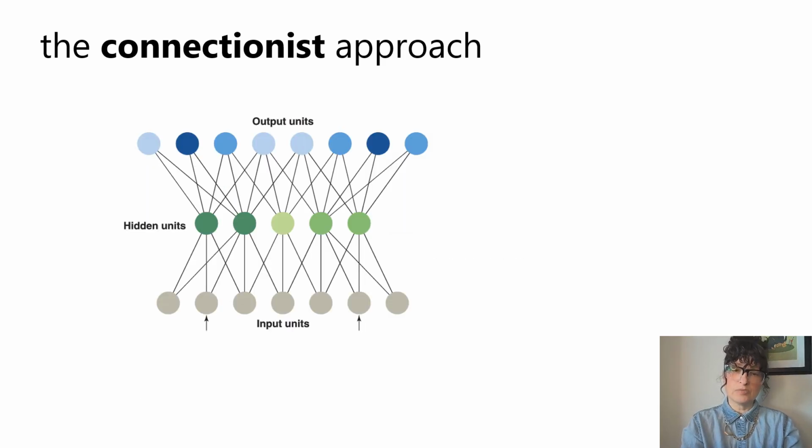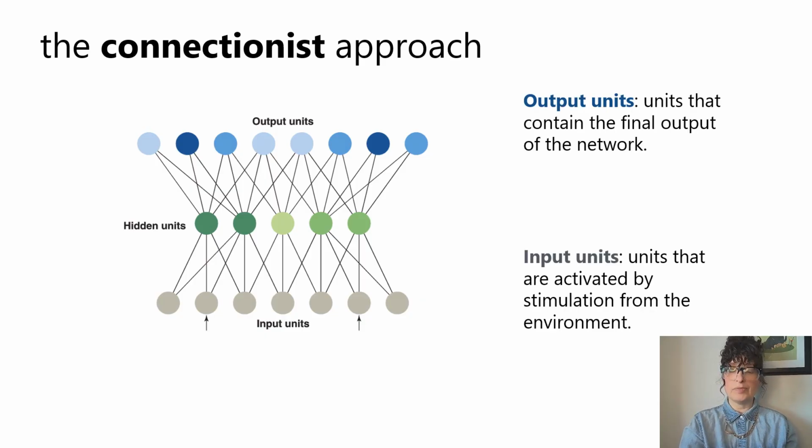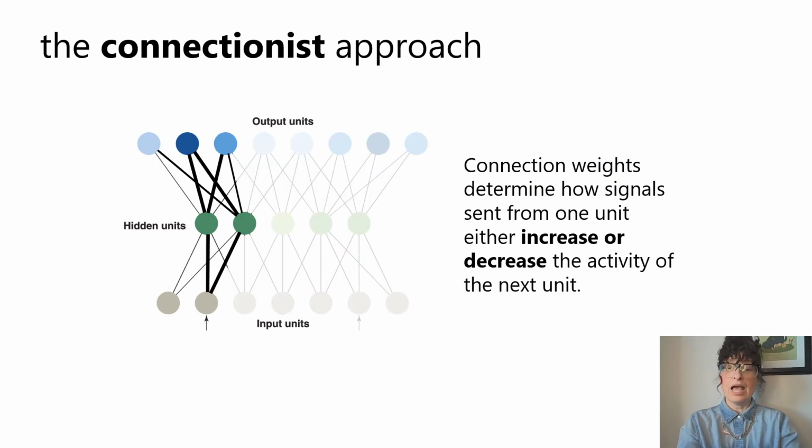So using the connectionist approach presupposes that there are going to be different input units. Input units are units that are activated by stimulation from the environment. Output units are the units that contain the final output of the network, and then hidden units are located in between the input and output units. One of the important features that you can't see here is the connection weights. So the hidden units help to dictate the connection weights between all of these different units. And connection weights determine how signals sent from one unit either increase or decrease the activation in the next unit.